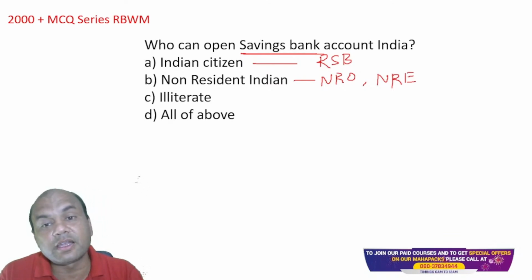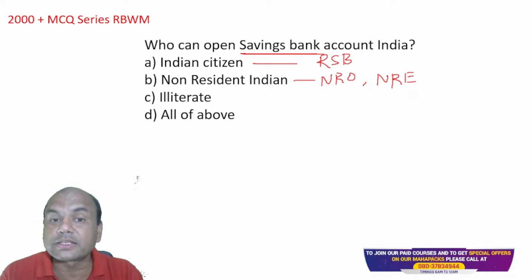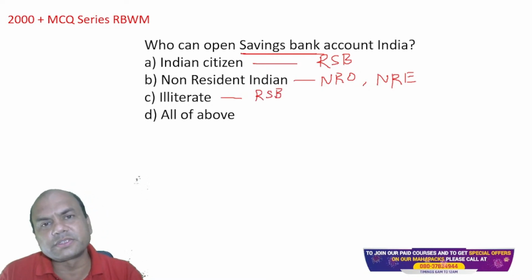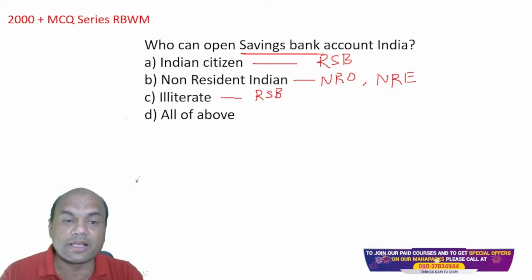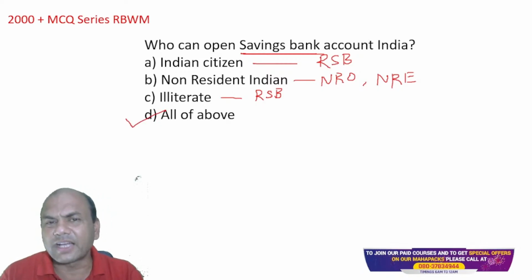Non-resident external and non-resident ordinary. Both these are non-resident accounts. Illiterate, yes, obviously, that is RSB only, Resident Savings Banks. So anyone can open the savings account, any eligible person. Can a child open the savings account? Let me get the answer over here. The answer is D. Can a child open the savings account?